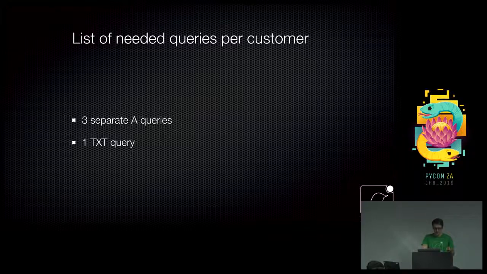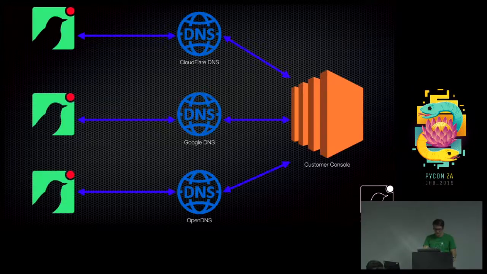To summarize all the DNS queries we need: three A queries, because we have three separate services relying on their own unique IP address, and one text type query, which is essential for the birds' communications. That's therefore four separate queries per customer.